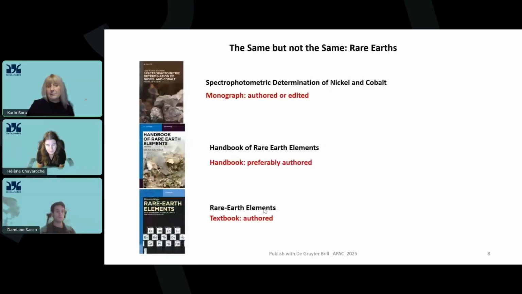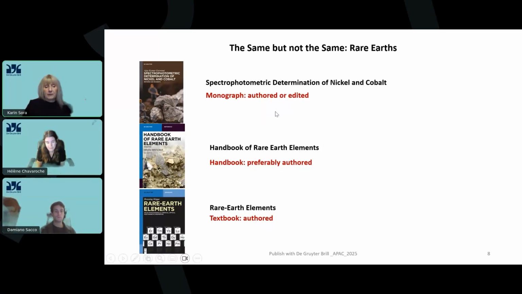And now the same, but not the same. For instance, we have a content, it's clear it's for books, but again, you can see the title growing from a textbook, which is called Rare Earth Elements, so general, an overview of the topic, to Handbook of Rare Elements, which is a bit longer, but it's clear it's meant to be published as a handbook. And then if the title gets even longer, like Spectrophotometric Determination of Nickel and Cobalt, this is a monograph.